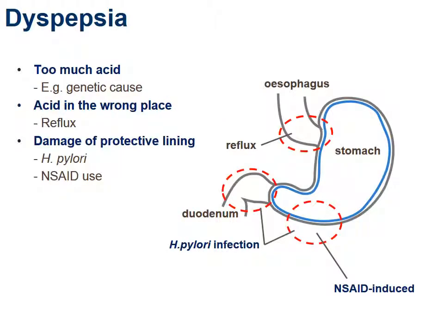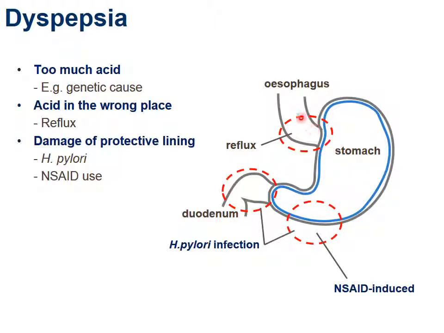In the past few weeks, we've talked about the various causes of dyspepsia, and we've talked about how normally the stomach is protected from the corrosive effects of the gastric acid by the lining, the mucus lining that is here depicted in blue.